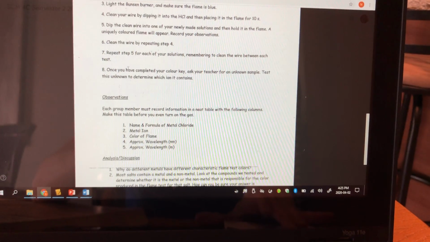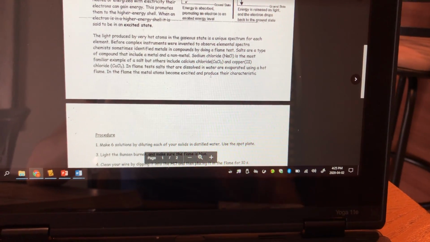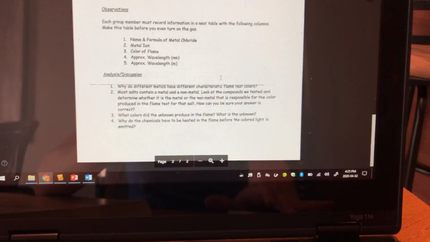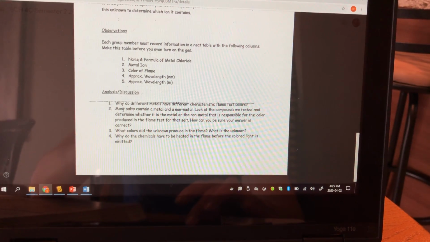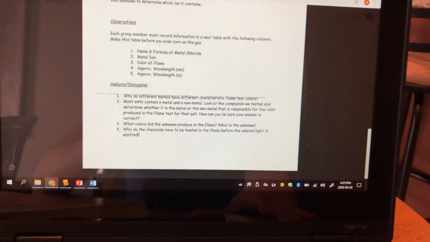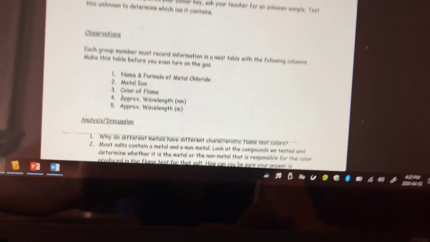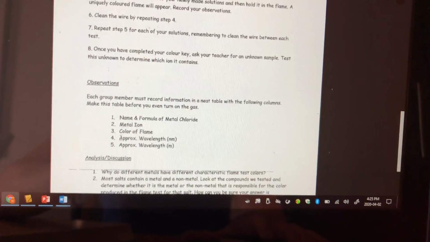So you tested, I believe, 6 or 7 metals, and you noted what color they burned in the flame, and you made an observation chart, and I'm just requiring you to answer these analysis questions. That's it. If someone could please put up their data chart from the observations on Google Classroom, that would be very much appreciated.